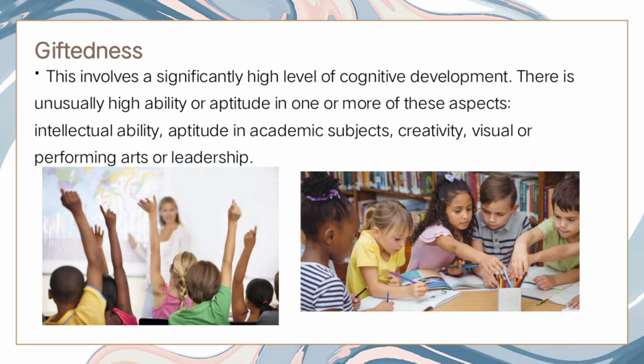Giftedness. This involves a significantly high level of cognitive development. There is unusually high ability or aptitude in one or more of these aspects: intellectual ability, aptitude in an academic subject, creativity, visual or performing arts, or leadership. For example, if your child is gifted, they might be able to concentrate and focus well on a task, learn very quickly, be imaginative and creative, and have advanced speech and extremely good memory. So these are people with giftedness.